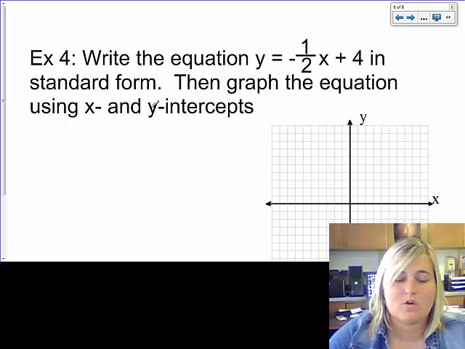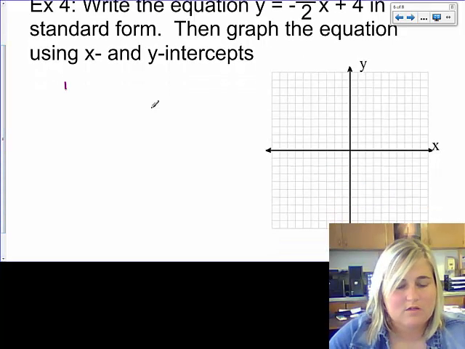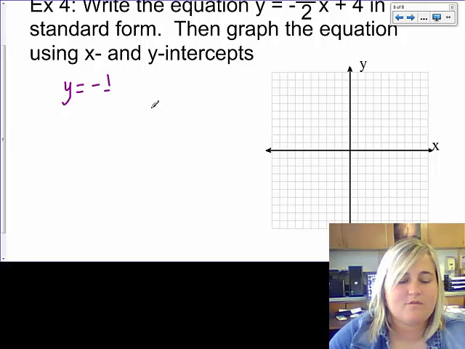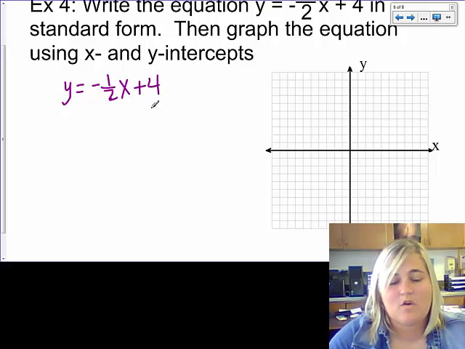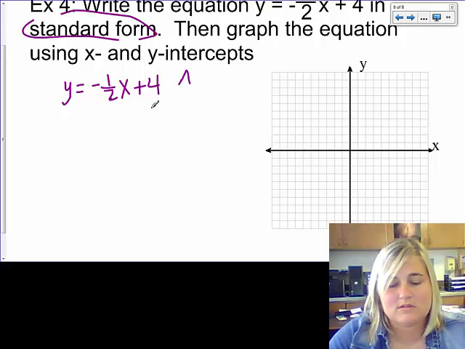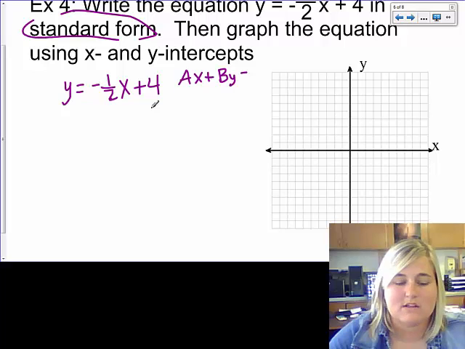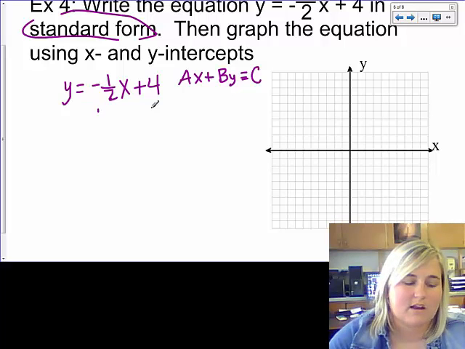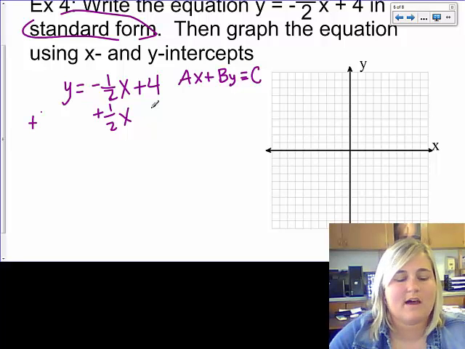Write the equation y equals -1/2 x plus 4 in standard form, then graph the equation using x and y intercepts. So first of all, my equation is y equals -1/2 x plus 4. And for it to be in standard form, which is what it's asking us for first, we have to have it in the form of ax plus by equals c, which means I need x and y on the same side of the equal sign. So I'm going to add 1/2 x to both sides so that x and y are on the same side with nothing else over there with them.